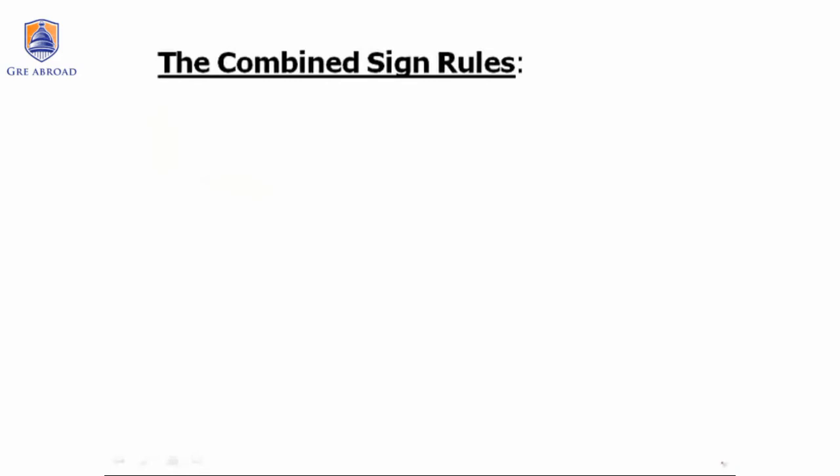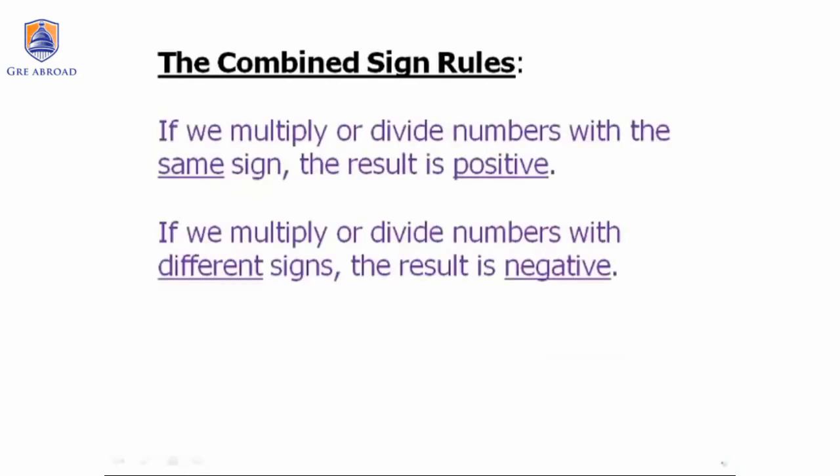We can combine all this simply by saying if we multiply or divide numbers with the same sign, the result is positive. If we multiply or divide numbers with different signs, the result is negative. Right there, those are the sign rules. If you know that, everything about positives and negatives with multiplication and division is much easier.